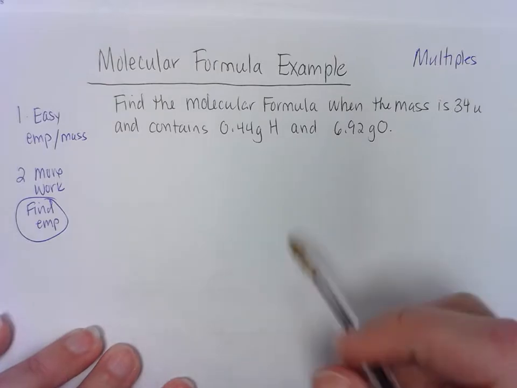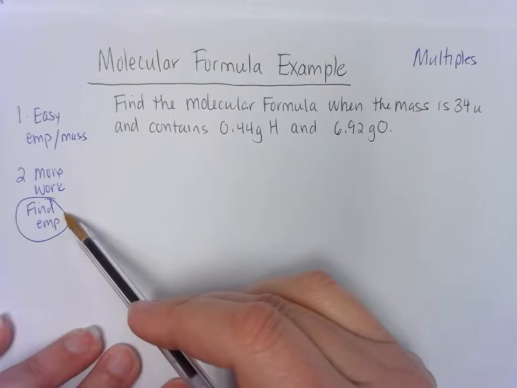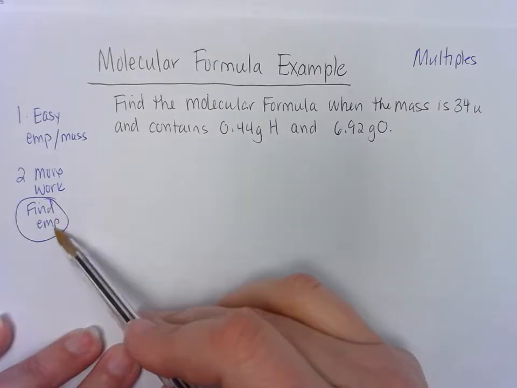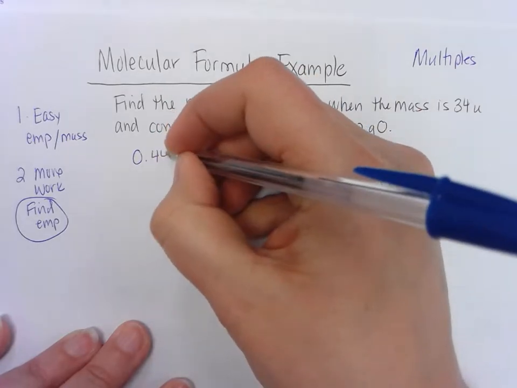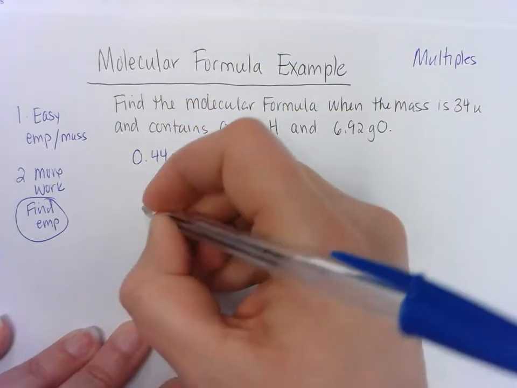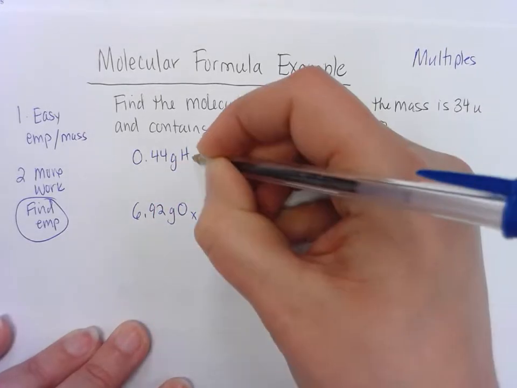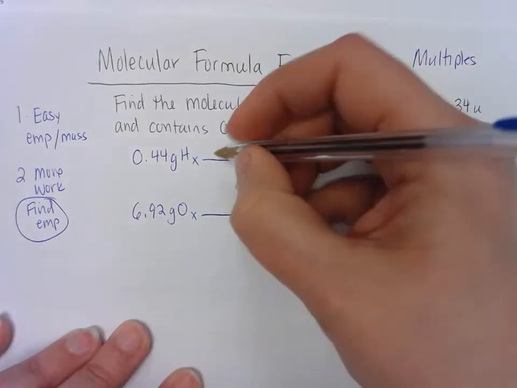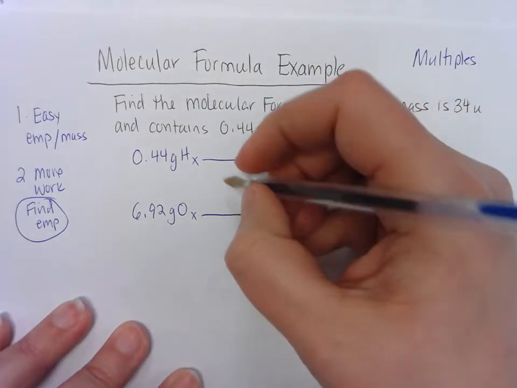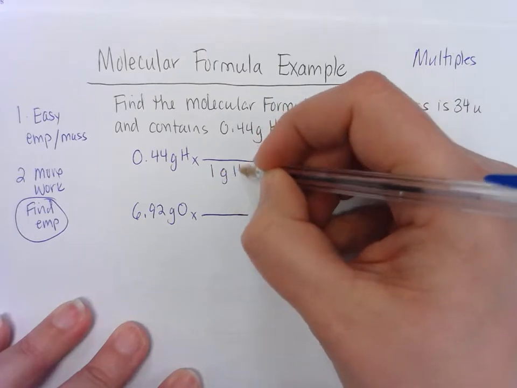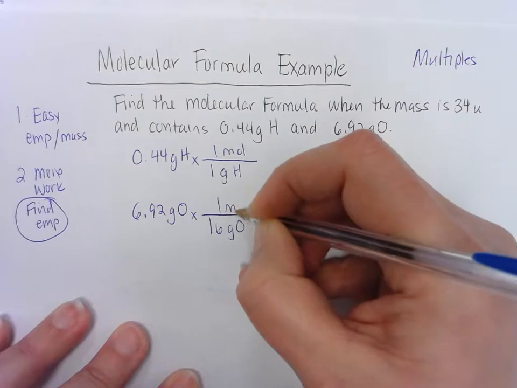In this problem, I'm not giving you an empirical formula, so we can't do the easy way. We're going to do the more work way, so we first need to find the empirical formula. We'll take the 0.44 grams of hydrogen and the 6.92 grams of oxygen and figure out the empirical formula. The first step is to convert them to moles. 1 gram of hydrogen is 1 mole, and 16 grams of oxygen is 1 mole.